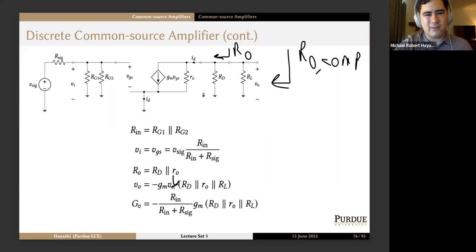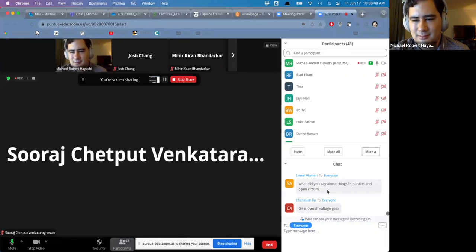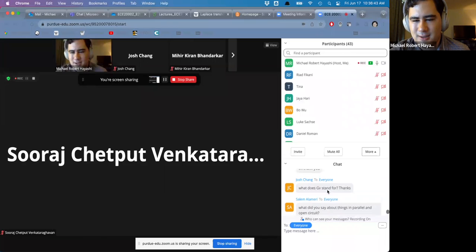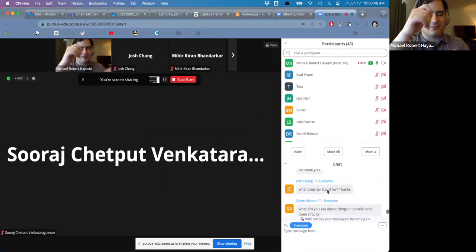As you can see, when we added in the full biasing network, we had the change to the input resistance term, which affected our overall voltage gain term. However, the output resistance and the output voltage equation look the same. That's what I'm trying to communicate. When you're measuring the resistance of a resistor in parallel with an open circuit, that looks just like the resistance. So a resistor in parallel with an open circuit is just a resistance.